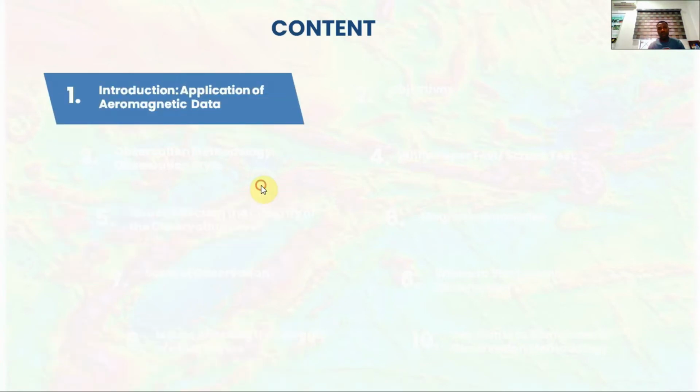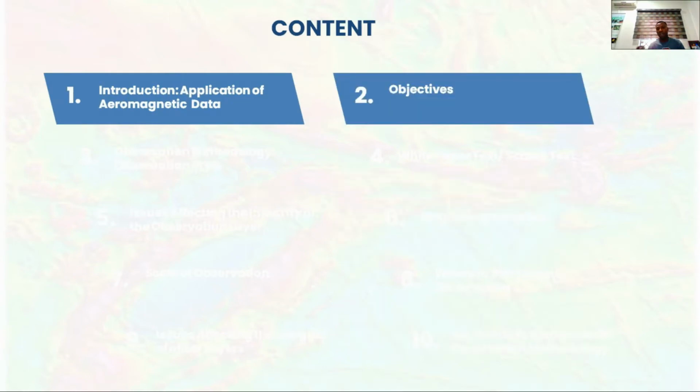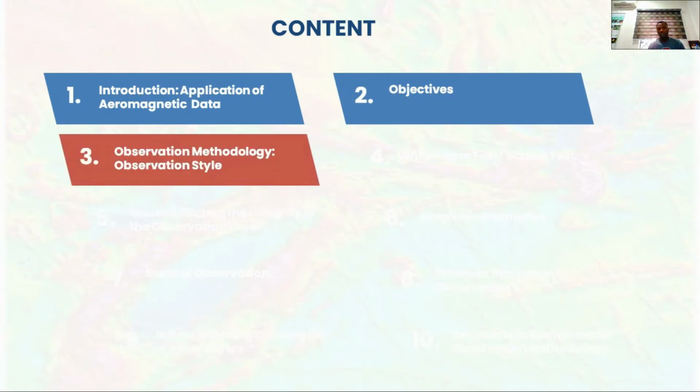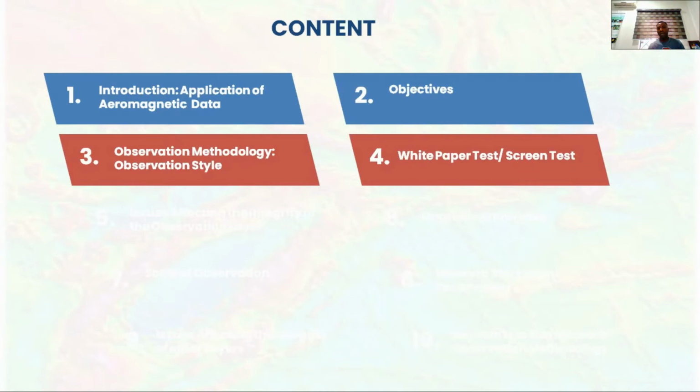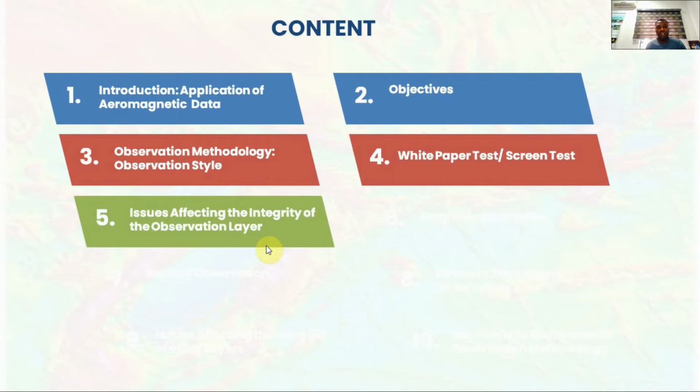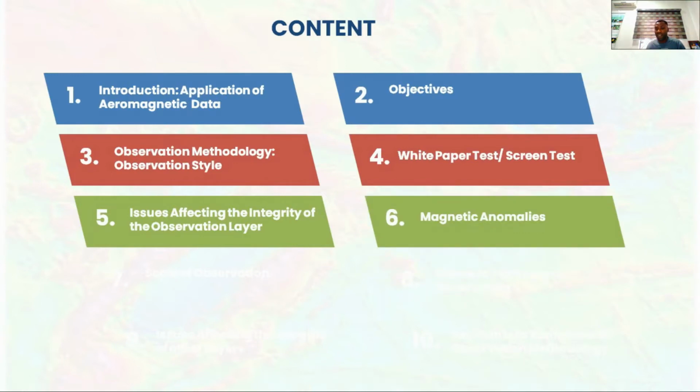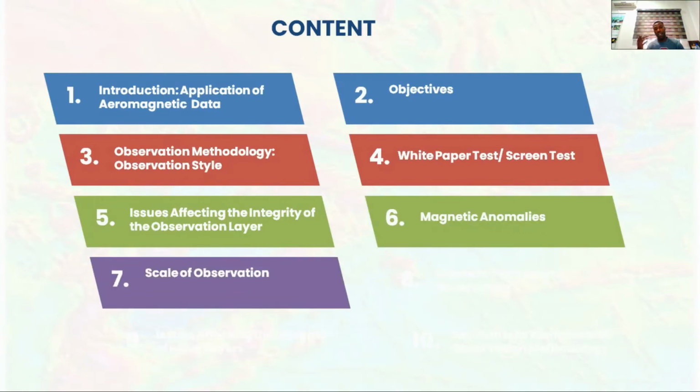In this training, we will look at about 10 things. First, the application of aeromagnetic data. Then the summary of the objectives we've developed for this study, and the methodology, the observation styles. Then we'll look at the white paper tests or the screen tests, the issues affecting the integrity of the observation layer, the magnetic anomalies, and the scale of observations. What scale are we observing the data?